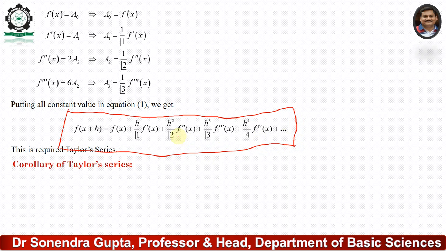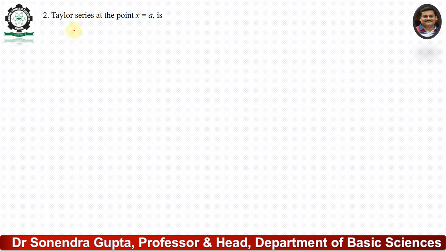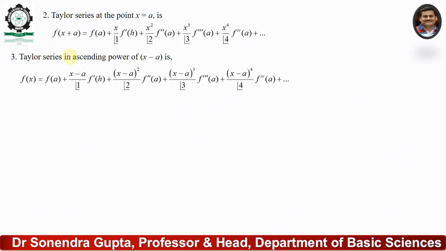Now we can find the corollaries of the Taylor series, that is, we can also find the expansion in ascending powers of x, ascending powers of x minus a, and so on. For ascending powers of x, we have f(x+h) = f(x) + h f'(x) and so on. Then the Taylor series at the point x = a gives f(x+a) = f(a) + (x/1!) f'(a) + (x²/2!) f''(a) and so on. For ascending powers of x minus a, we replace x by x minus a, and we get this expression.